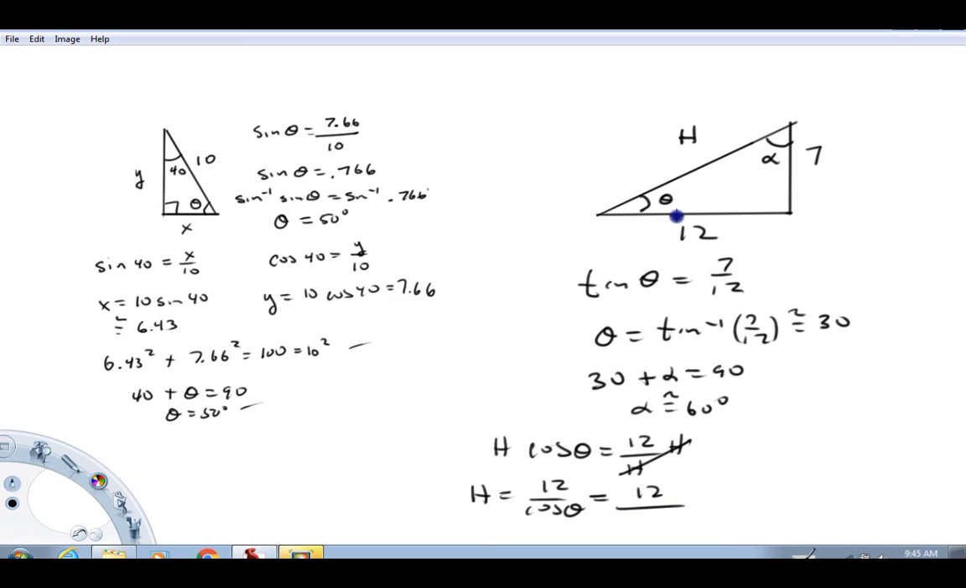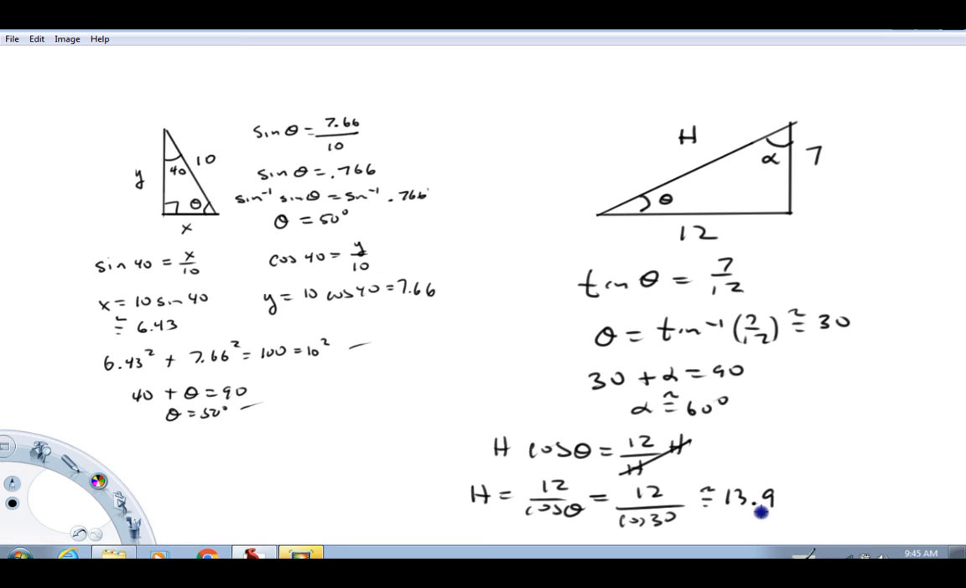Now, theta we found to be 30 degrees, so 12 over cosine 30. Take a moment and calculate that. I get approximately 13.9. Again, I did a little rounding earlier in this problem, so if it doesn't match up exactly, that would be why.